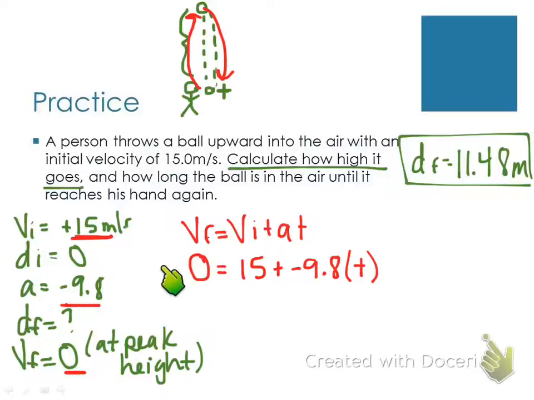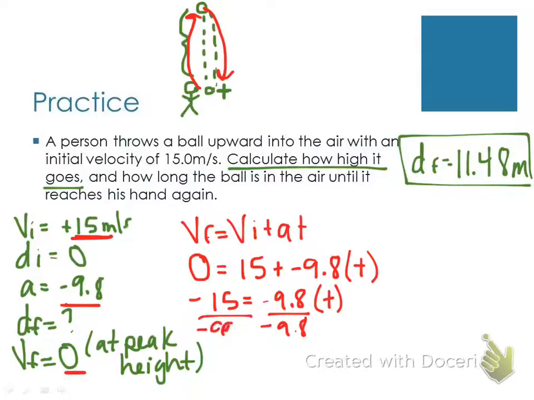Okay? This equation right here, do we see that that's the first half of the motion? I'm not giving you the shortcut to confuse you, but I think it helps. So I'm going to subtract 15 to the other side, and I get negative 9.8 times t. I'm going to divide by negative 9.8 now. My time is equal to 1.56 seconds.